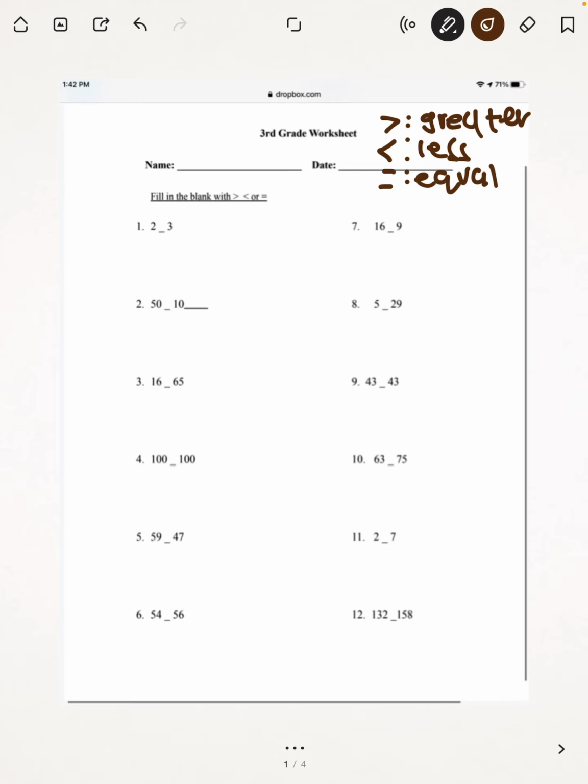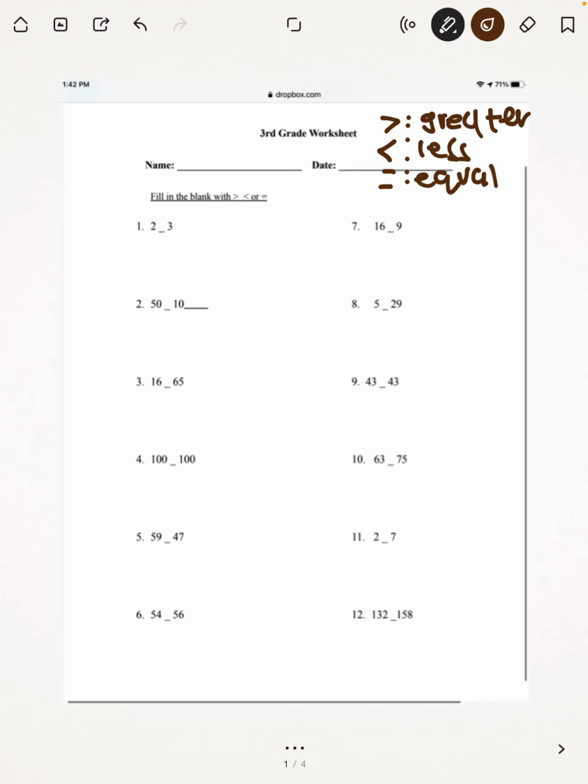My name is Cara, and the first topic that we're going to be going over is filling in the blank with the greater than, less than, or equal to sign. So if you look on the right corner, I wrote how each sign looks like. The first sign is a greater than sign, the second one is a less than sign, and the third one is the equal to sign.